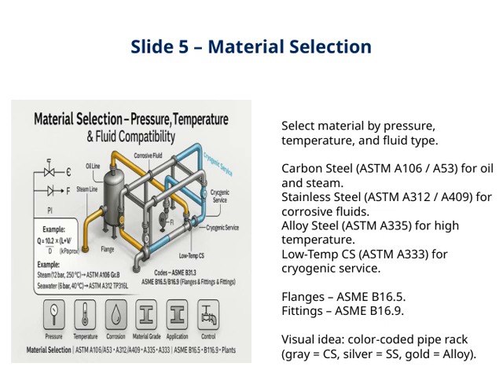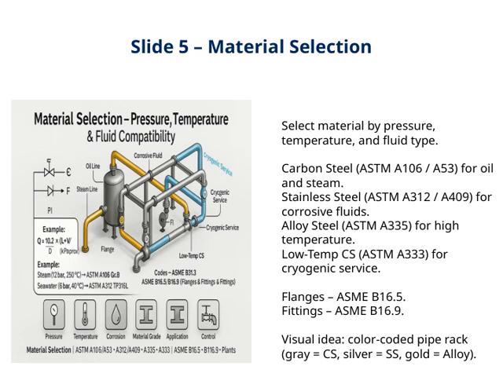If we're dealing with corrosive fluids, stainless steel, like ASTM A312 or A409, is the better choice due to its resistance to corrosion. For applications involving high temperatures, alloy steel, specifically ASTM A335, is preferred because it maintains strength and stability under extreme heat. And when the service involves cryogenic temperatures, low-temperature carbon steel, like ASTM A333, is ideal because it remains ductile and reliable at very low temperatures.